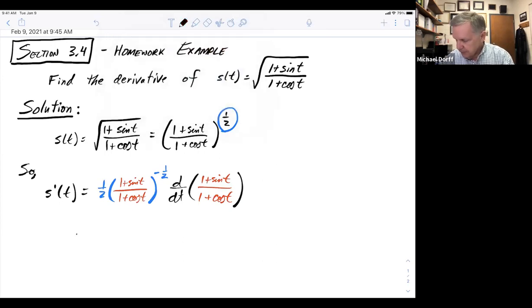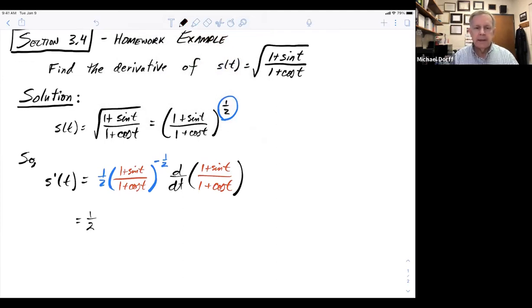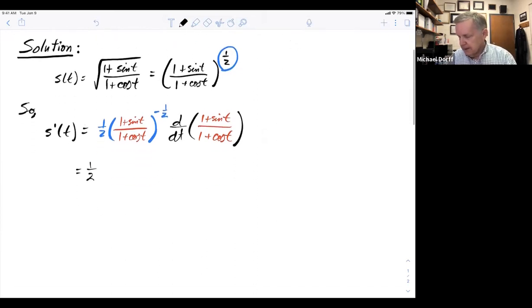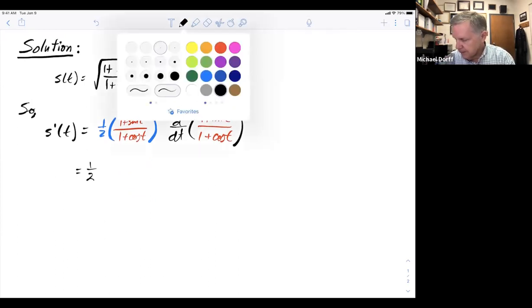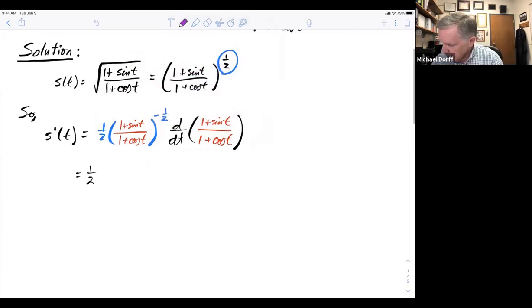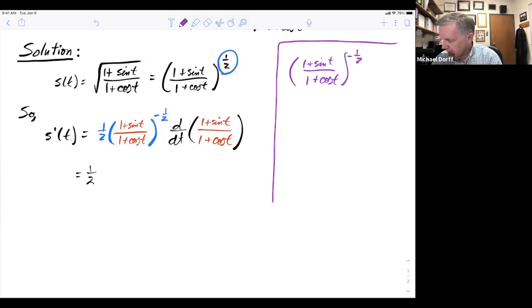Okay, so let's continue working on this. Now I have the 1/2. Now I have a parentheses to the negative 1/2 power. That's the same thing as doing the parentheses to the positive 1/2 power if I put 1 over it. All right, but let me go off to the side here and let's look at this a little bit. What is (1 plus sine t) over (1 plus cosine t) to the negative 1/2 power? Well, that's the same thing as 1 over (1 plus sine t) divided by (1 plus cosine t) to the 1/2 power positive if I put it in the denominator.